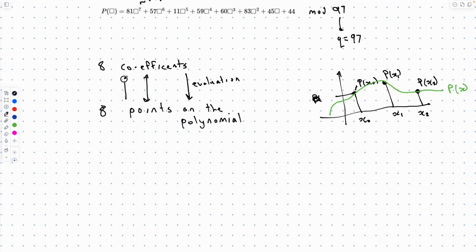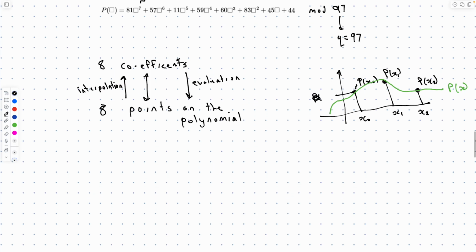And we call the other direction interpolation. Okay, so you can go in both directions. If I have a bunch of coefficients and I just want to know 8 points, don't tell me the coefficients. I don't want to know the coefficients. I don't know why, but for whatever reason, I want to know 8 points on this polynomial.